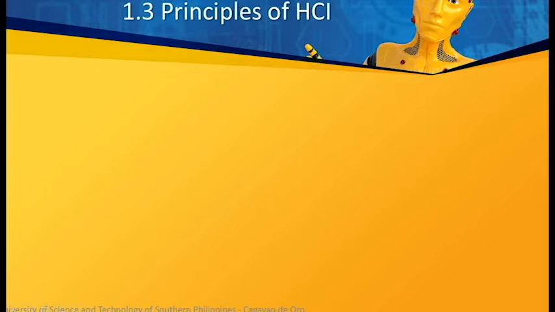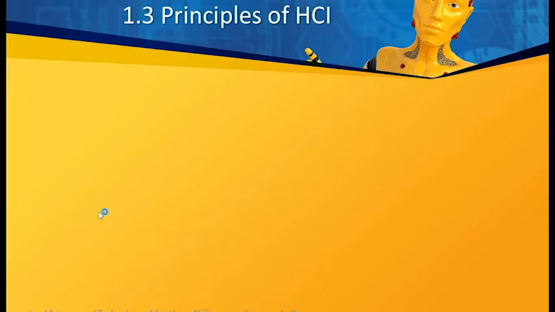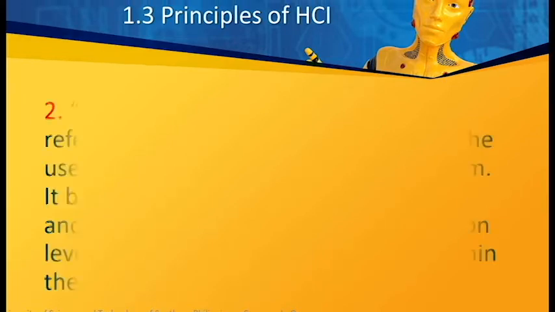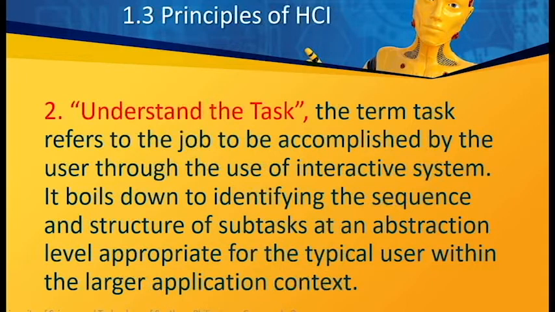So that is the first principle, know the users. You have to know your users, the target users' needs and capabilities. For the second principle, understand the task. The term task refers to the job to be accomplished by the user through the use of an interactive system. So it boils down to identifying the sequence and structure of subtasks at an abstraction level appropriate for the typical user within the larger application context.